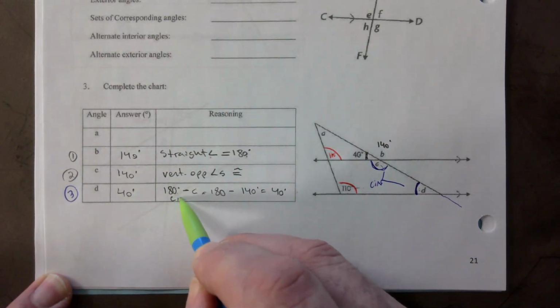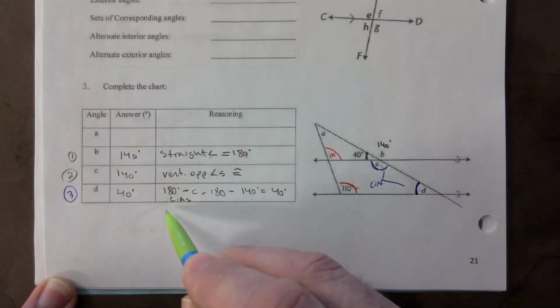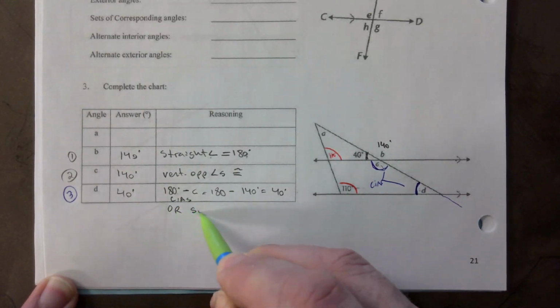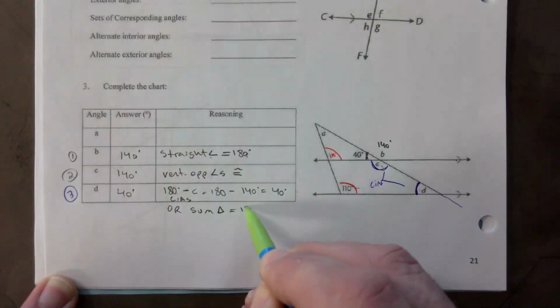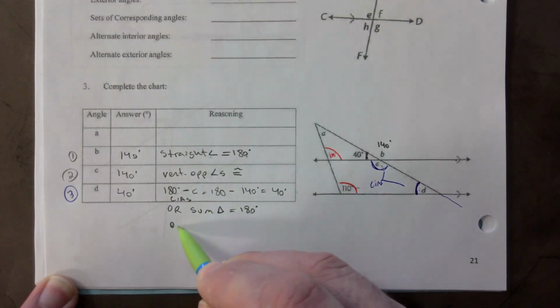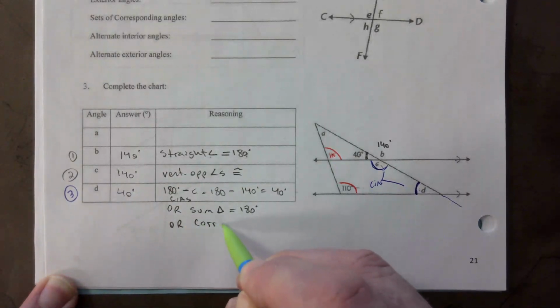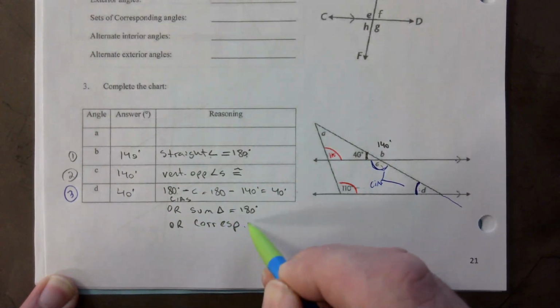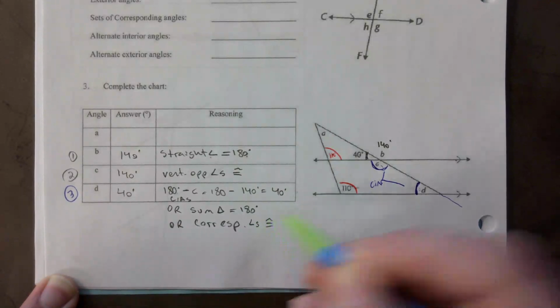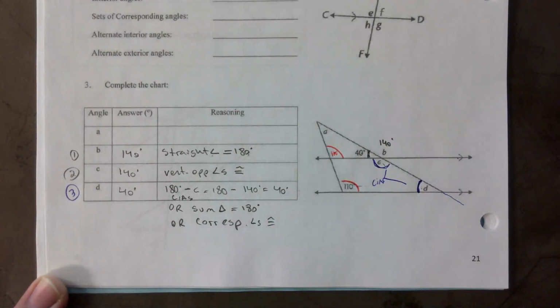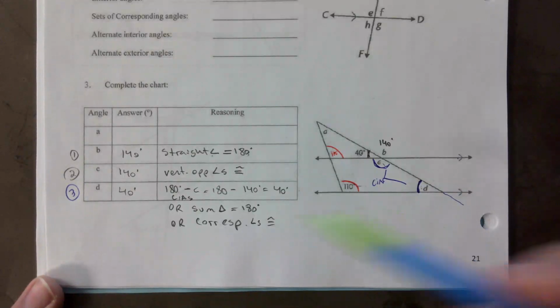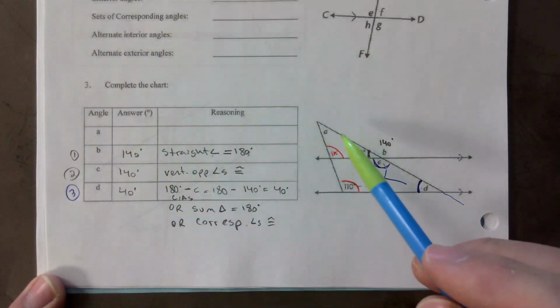And I use CIAs in my case, okay? Or you could have used sum of triangle, or you could have used corresponding. So it gets kind of messy, but they all serve the same purpose. And last but not least, I'm going to do A here at the very end.